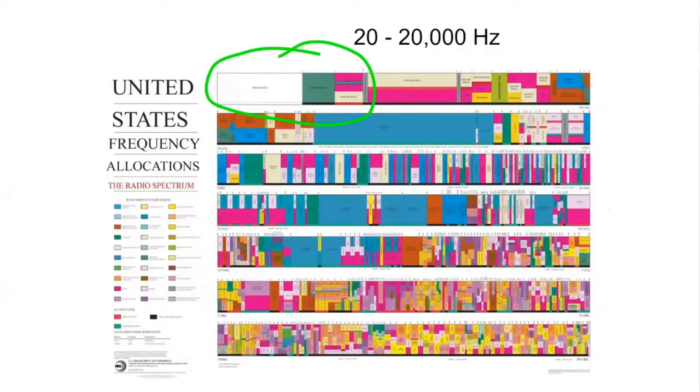And then the radio spectrum is also extremely politically divided. So this is the United States frequency allocations. If you have a permit to broadcast, and you're broadcasting your signal outside of your allocated frequency, the FCC will come to your door and fine you, or maybe even arrest you.